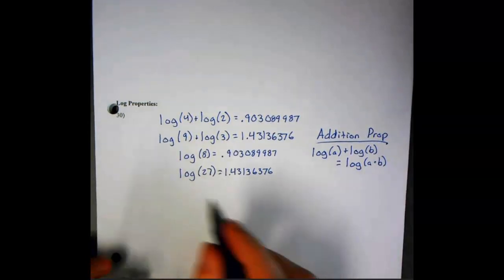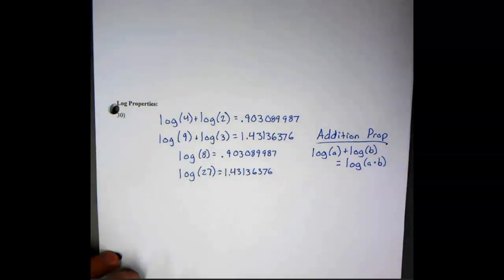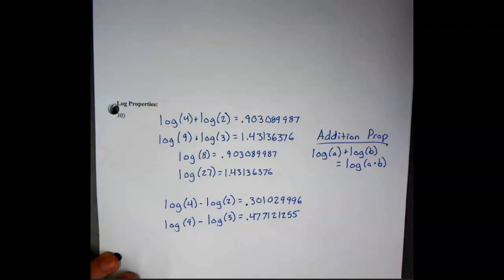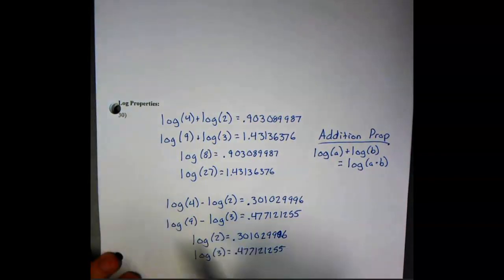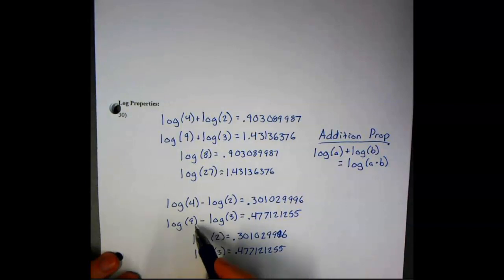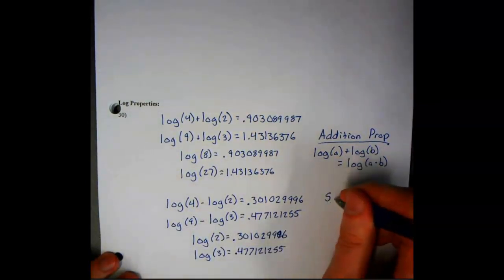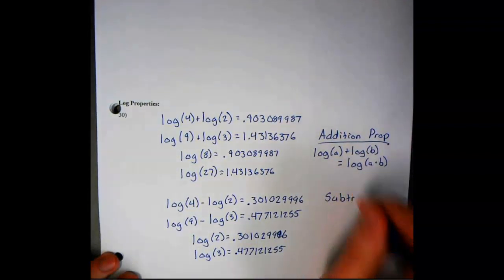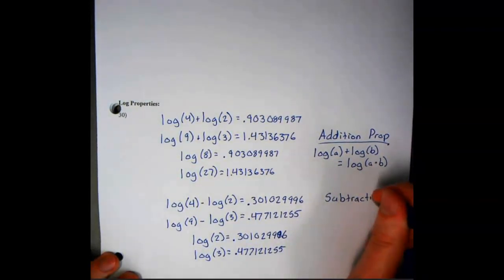Next, we're going to try these same things, but with a minus. And that will equal that. Then we will try the log of 2 and the log of 3. So as you can see, the log of 4 minus the log of 2 equals the log of 2. And the log of 9 minus the log of 3 equals the log of 3. And that's going to be what we call the subtraction property.